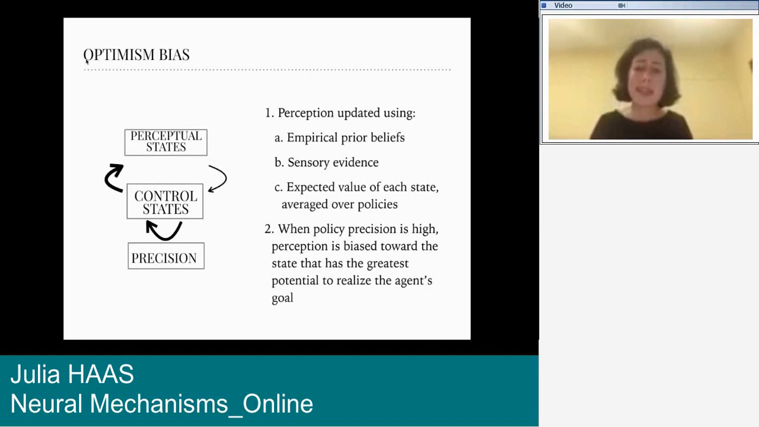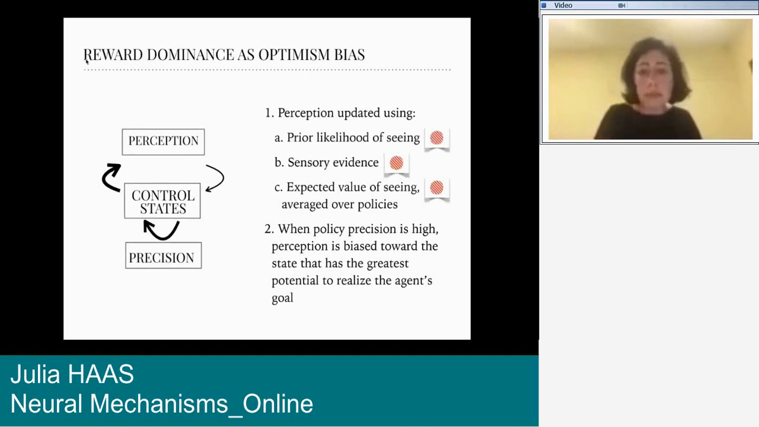The result of this, and here the description can be a little bit loose, but just bear with me, is something like the psychological effect of optimism bias, right? Conditional on policies that I like, I'm also slightly more likely to see perceptual states that I like as well, right? And so this is starting to look a little bit like what we might see with reward and perceptual dominance.